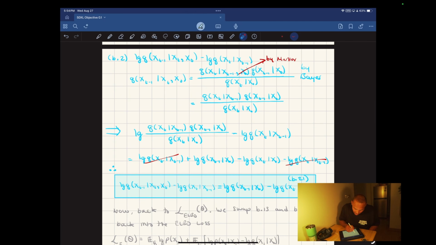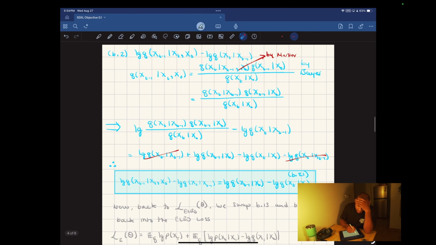Okay, so this is B point 2. What is this? We use Bayes' rule to expand it to this, okay? We went over this in one of the previous videos where we make a Markov assumption in the forward process, so this x naught goes away. We don't need that. We only need the previous noisy image. And so we rewrite that as this.